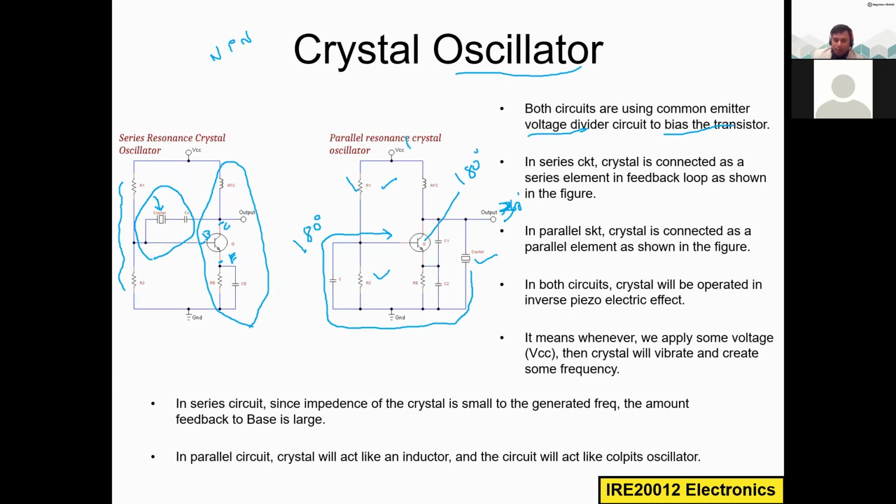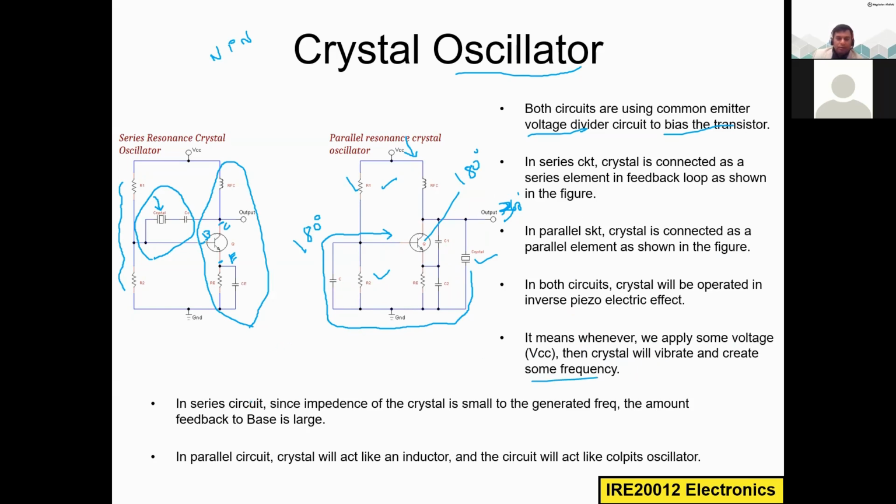So once you turn on the power, the crystal will start to oscillate. Of course, this transistor will produce some amplification output, and it's also feeding to this crystal, and because of this potential, the crystal will start to vibrate. This vibration, that is the thermal noise, we are just feeding back to this one, and we are getting sustained oscillation at the output. So whenever we apply the voltage VCC, the crystal will vibrate and create some frequency.